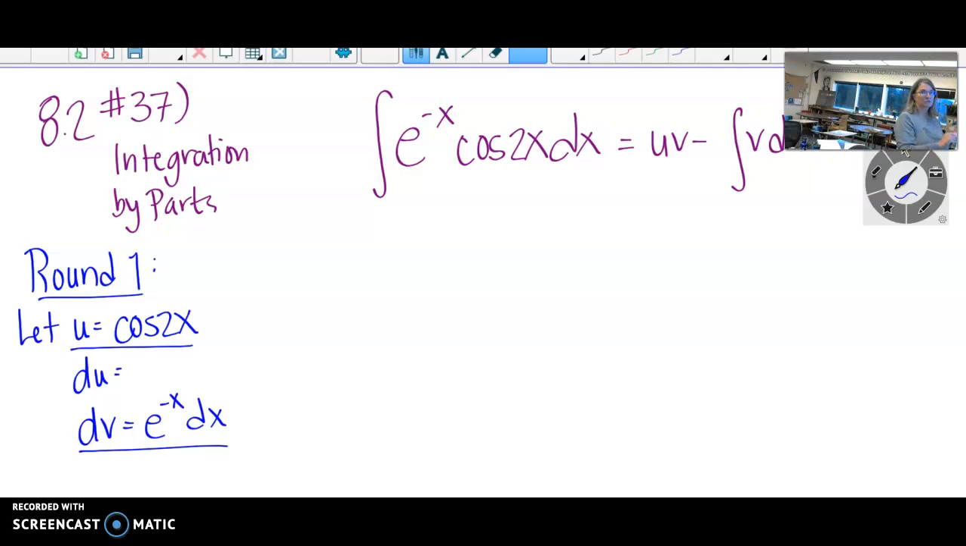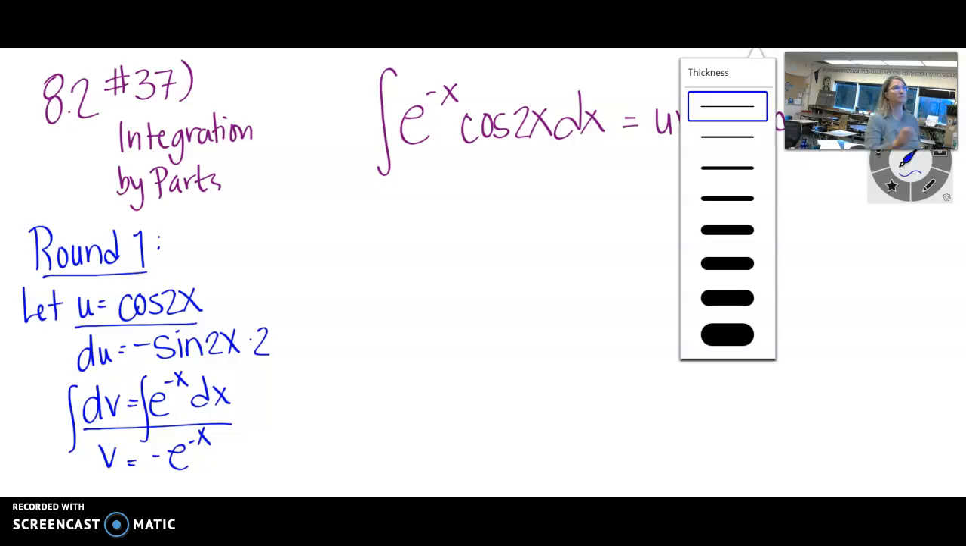So we need to find du, and if you find the derivative of cosine, it's negative sine of 2x and then times 2. And then if we integrate this to find v, we get v equals negative e to the negative x. I think we had started out doing that, and then we kind of got stuck somewhere along the way. But what we're going to do is use these pieces here.